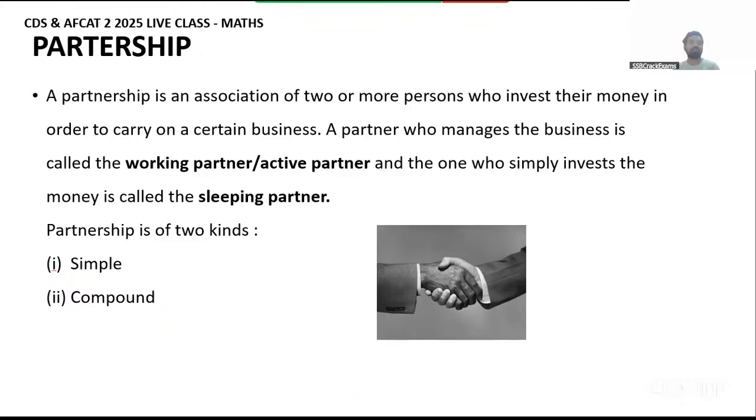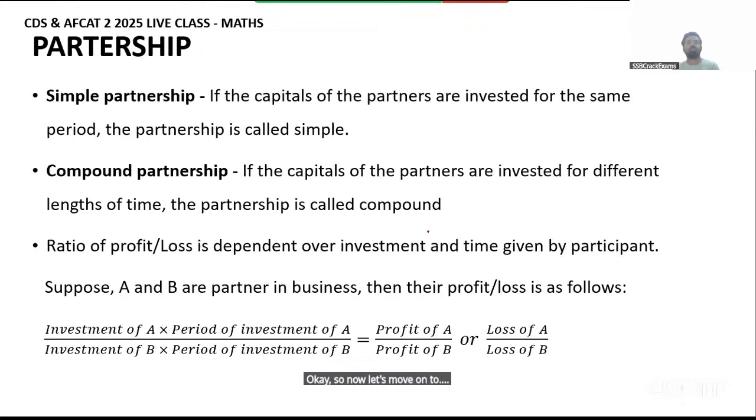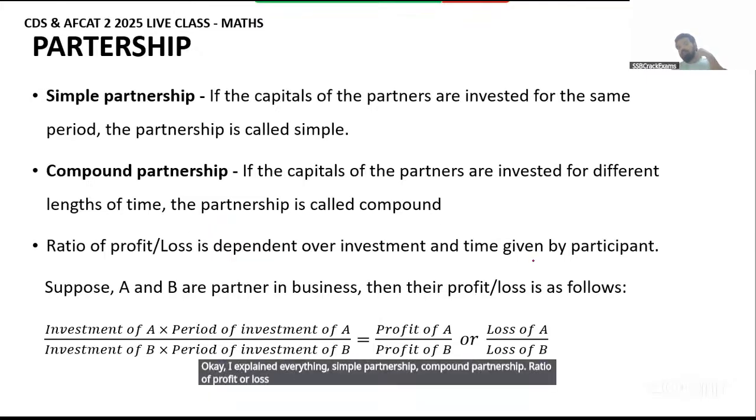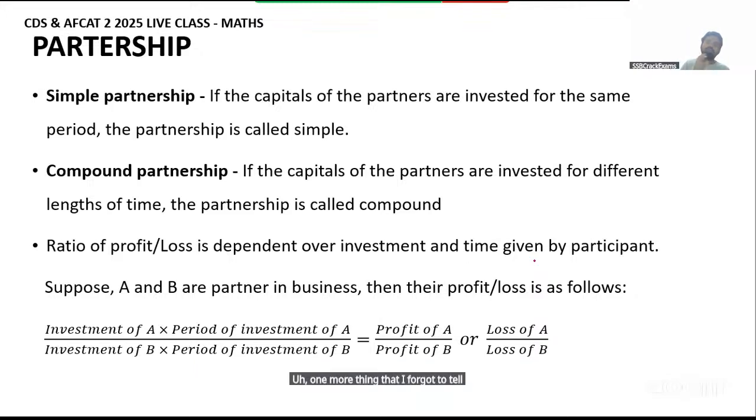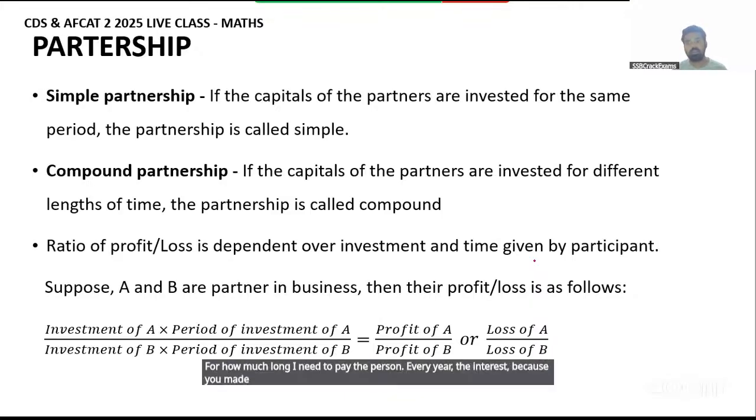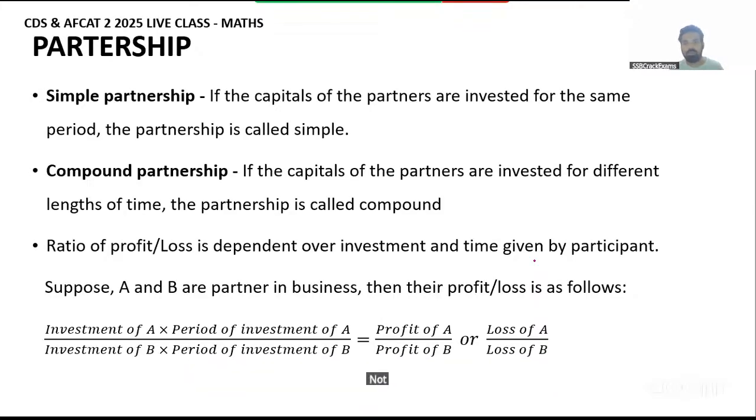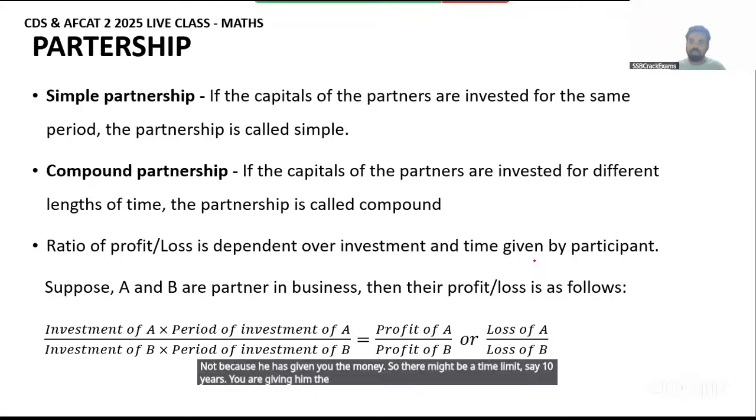Okay. So now let's move on. I have already explained everything: simple partnership, compound partnership, ratio of profit or loss over investment. One more thing that I forgot to tell you. Now you might be wondering for how long I need to pay the person interest every year, because you made the company, and you do not want to give an amount each and every year just because he has given you the money. So there might be a time limit, say 10 years. You are giving him the profit up to 10 years only.